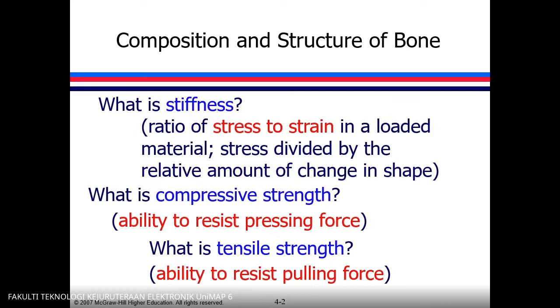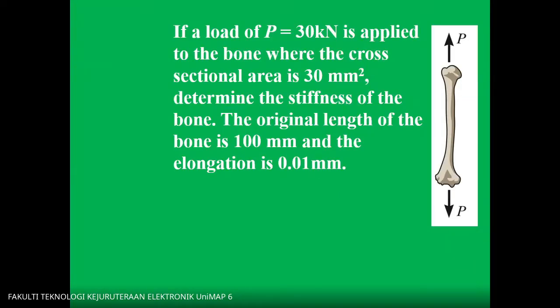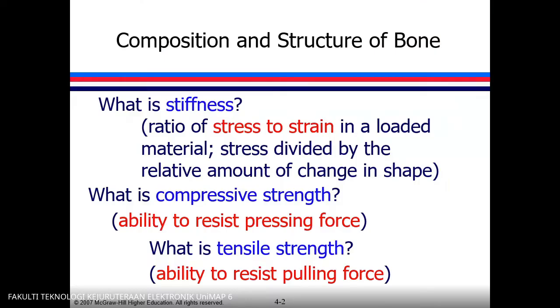That is the definitions. I will show you afterward the calculation on how to find stiffness. Okay, and then we have compressive strength. Apa itu compressive strength? It is the ability to resist pressing force. And then the last one is tensile strength, the ability to resist pulling force. So there are two different things, compressive strength and tensile strength. Kita tengok lagi apa yang ada. Okay, ini contoh soalan yang kita akan buat kejap lagi.